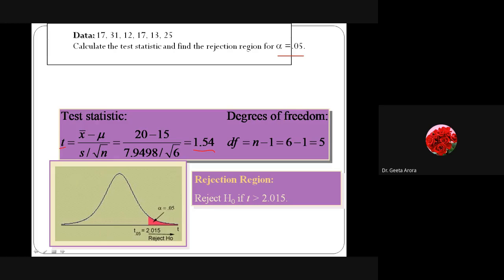Usually, if you are working on your own, you have to look at the appendix, where for different levels of significance we have values based upon the degree of freedom. If it is to be given along with the question, it will be given like this: t with subscript 5, the degree of freedom, comma, the level of significance, and here it is 2.015.